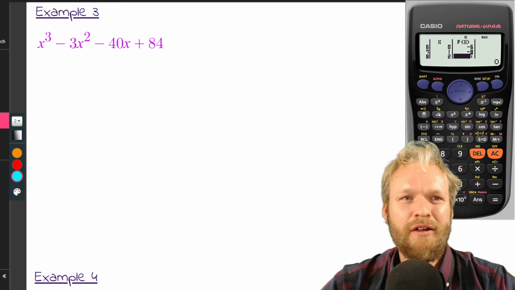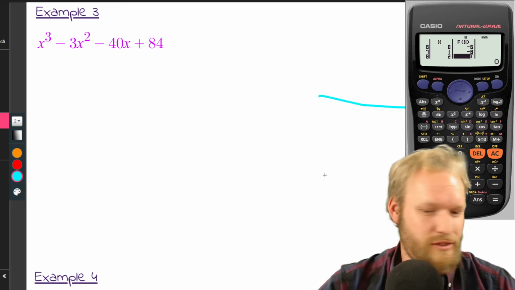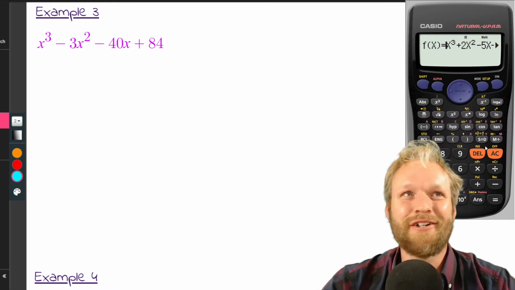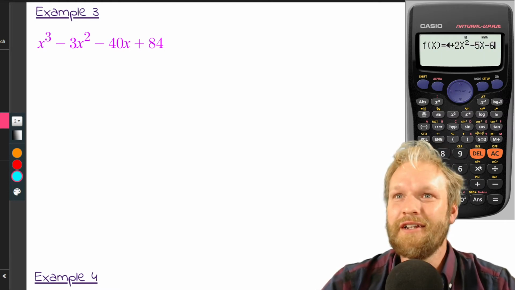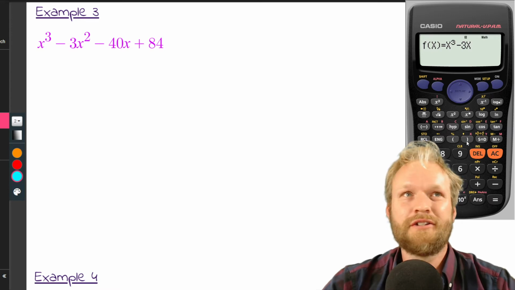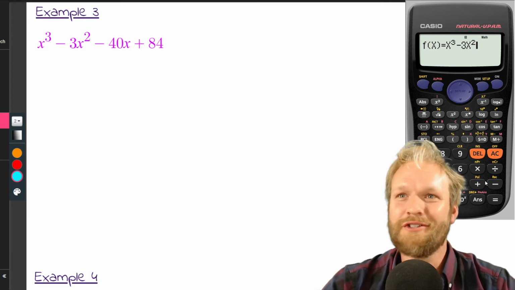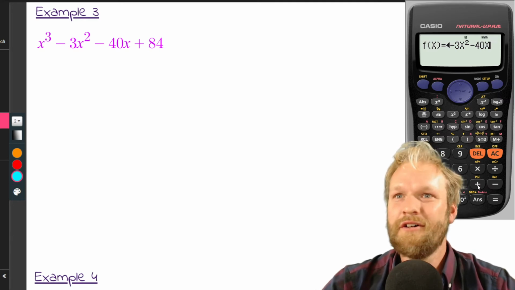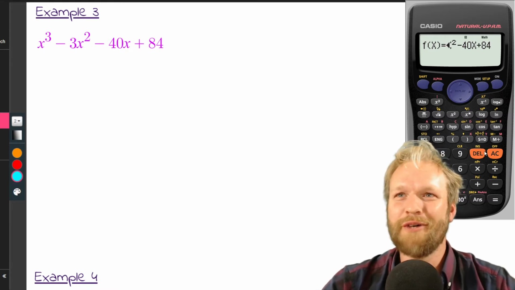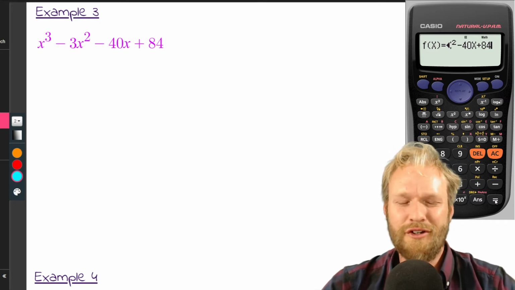Example 3. So we've got this. Oh, that was very excitable. So we've got x cubed minus 3x squared. So let's delete this old function here. Minus 3 alpha x. I'm going to be careful. Squared. I'll get it right this time. Minus 40 alpha x plus 84. Does that seem right? Unless you were here to just correct me and go, no, you missed an x squared there. Okay, so good to go here, I think.